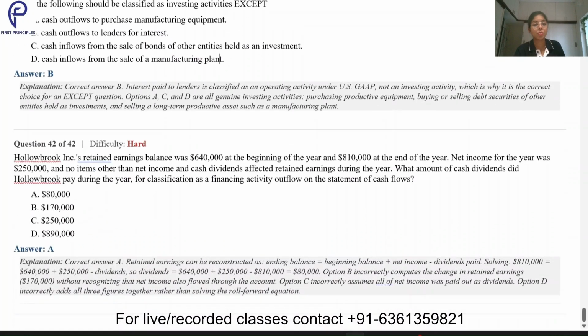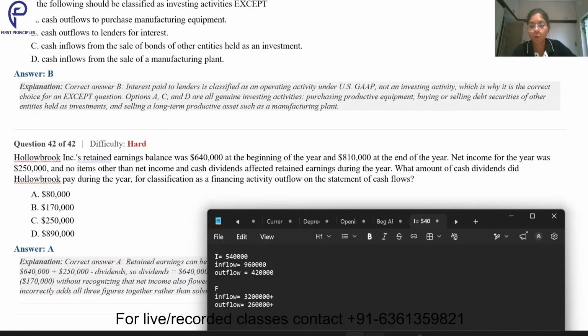Question number 42. Holobrox Incorporation's retained earnings balance was 6,40,000 at the beginning of the year and 8,10,000 at the end of the year. Net income for the year was 2,50,000 and no items other than net income and cash dividends affected retained earnings during the year. What amount of cash dividends did Holobrox pay during the year for classification as a financing activity outflow on the statement of cash flow? Very simple. I will tell you how to do this question. So I have written it over here.